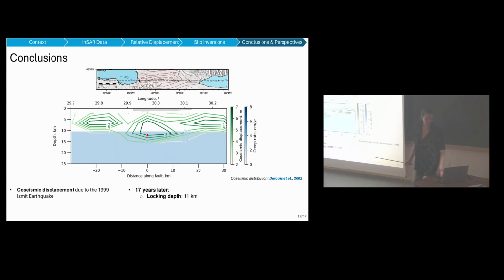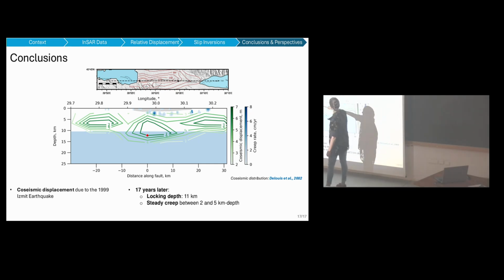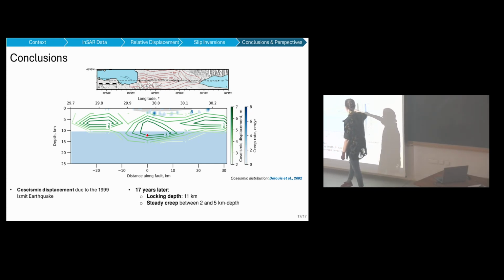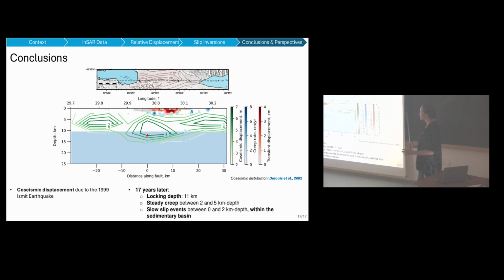And if we look at 17 years later, we are able to estimate a locking depth of approximately 11 kilometers. And we are able to detect a shallow and steady creep between 2 and 5 kilometers. It seems to load the zone above, and so every 1.3 years we have a slow slip event, which is just between the surface and 2 kilometer depth within the sedimentary basin.